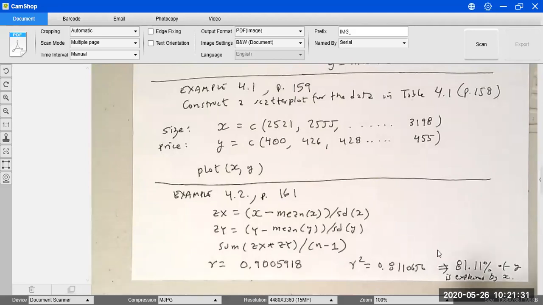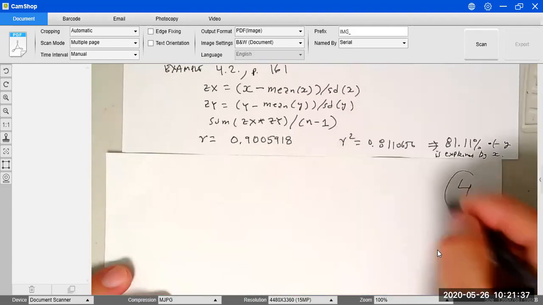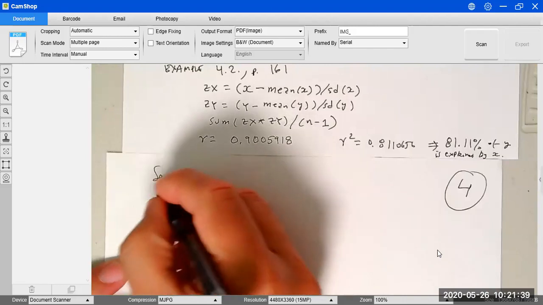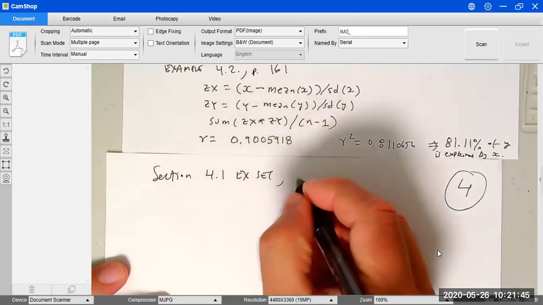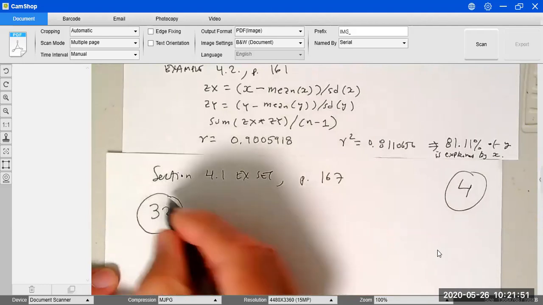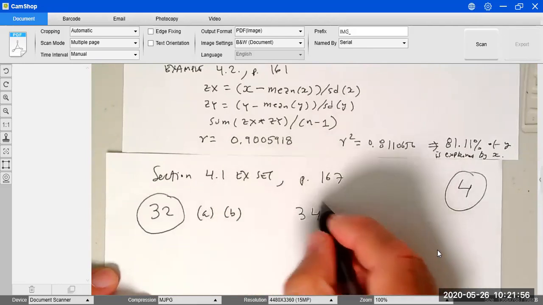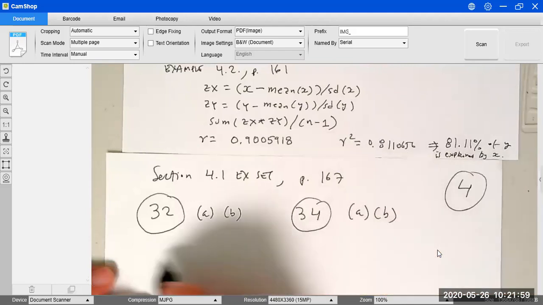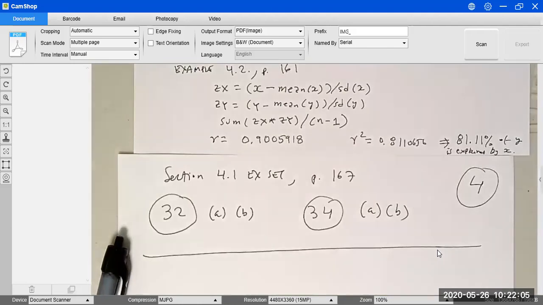Now it's going to be your turn to work some problems from the corresponding exercise set. I'm going to give you two problems, and then we're going to continue with the next section and finish the lecture. So you're going to open your book on section 4.1 to see the exercise set. This is on page 167, and you're going to solve problem 32, part A and part B, and problem 34, part A and part B. I'm going to show you the problems, and then I'm going to give you a break for you to work on those problems. So let's see problem 32 first.